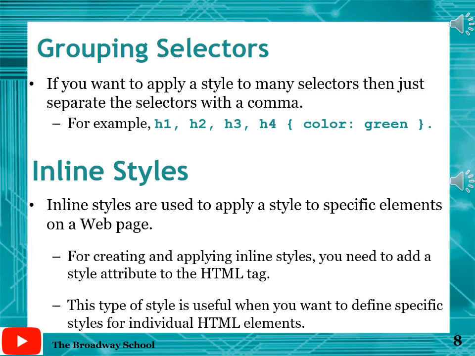Grouping selectors. If you want to apply a style to many selectors, then just separate the selectors with a comma. For example, H1, H2, H3, H4, curly brackets, color colon green. All these headings, H1, H2, H3, H4, will be of green color.